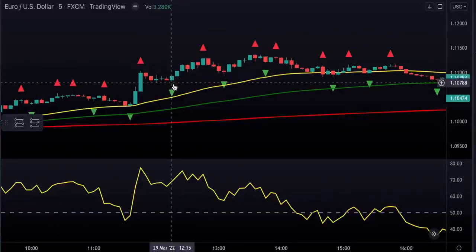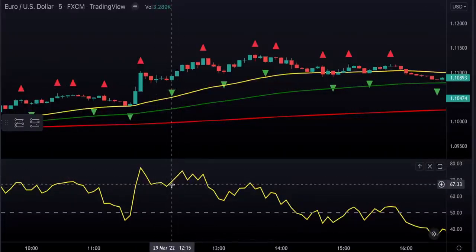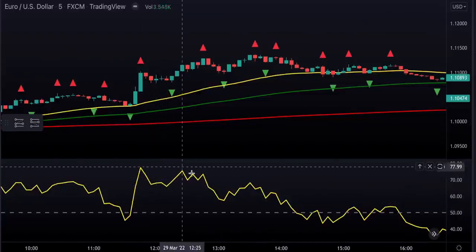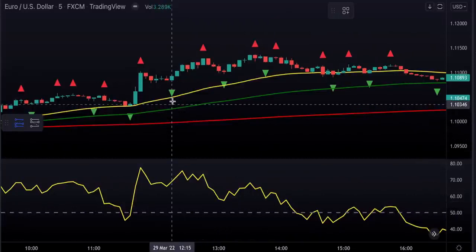As soon as we have these moving averages aligned, we're looking at our Williams Fractals indicator for bullish signals. So for a bullish signal, we need to have a green triangle appeared below the price. Once we have that bullish signal, we're looking at our RSI indicator for double confirmation. So this RSI line has to be sitting above the 50 line. And once we have those conditions met, we're going to take a long trade.